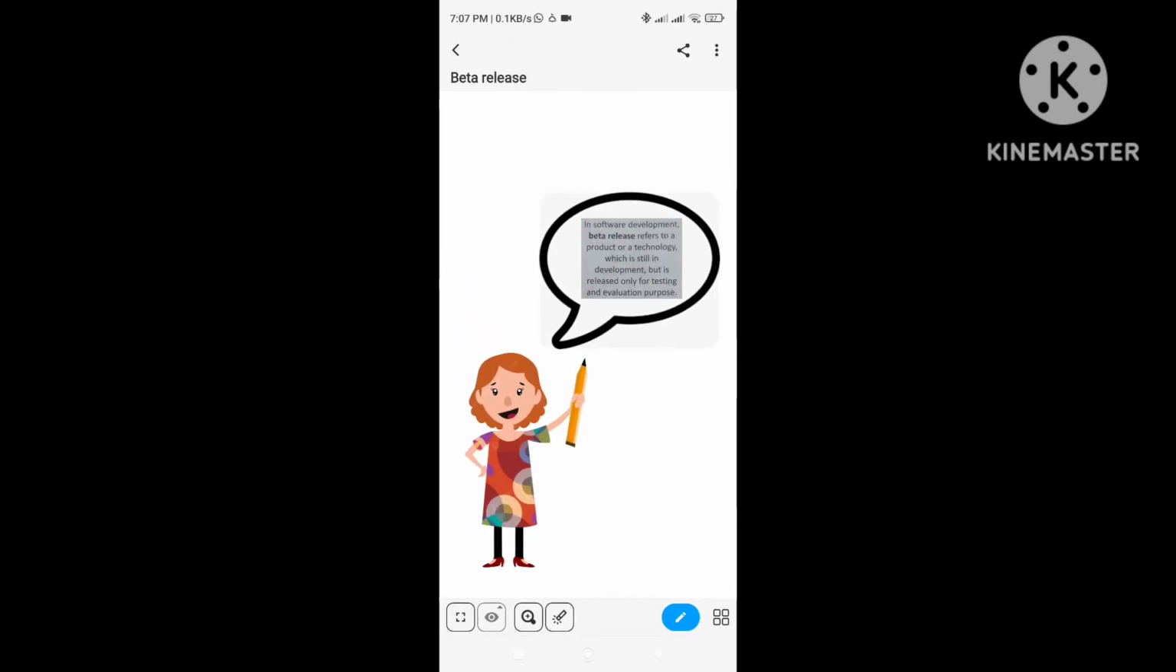Yes. See again, in software development, beta release refers to a product or technology which is still in development, but is released only for testing and evaluation purposes. Okay. It means if in software development anything is written beta release, it is still in development, but it is sent to the public. The developer wants feedback from the public on what to develop further in that program.